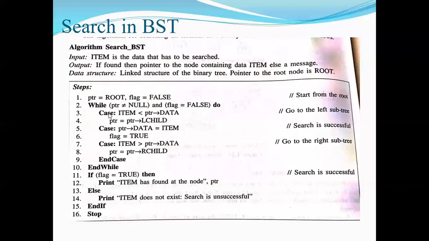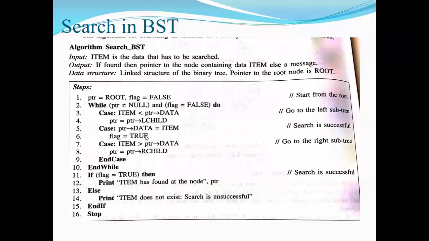Here 3 cases are written. The first case is if item is less than ptr.data. That is, the item to be searched is less than ptr.data, then we have to go to the left child. Our item is having a lesser value, so you have to search in the left side or the left subtree. So we will update ptr as ptr equal to ptr.left child.